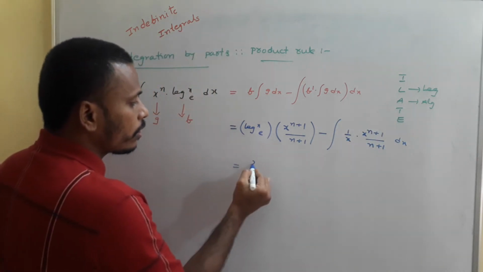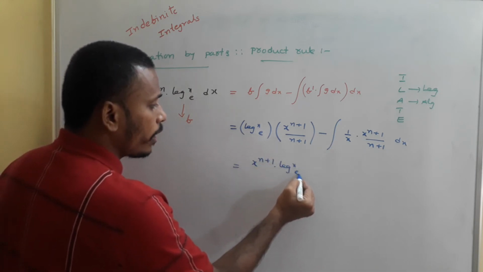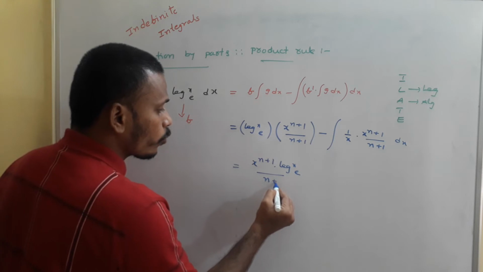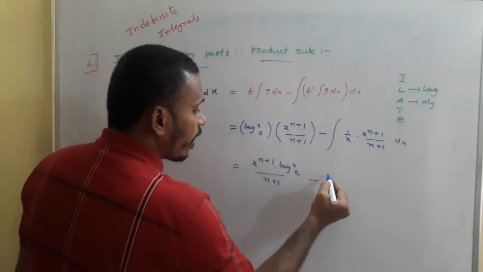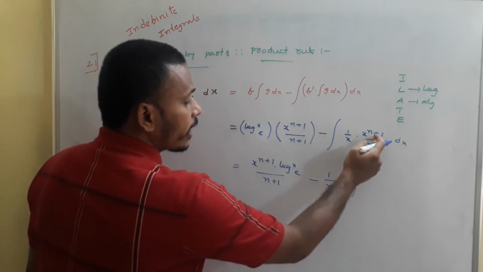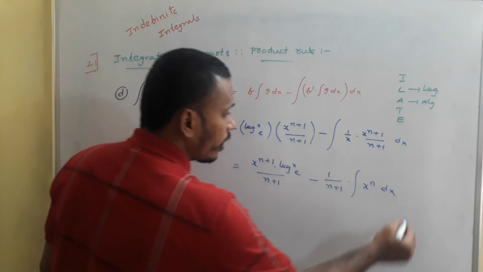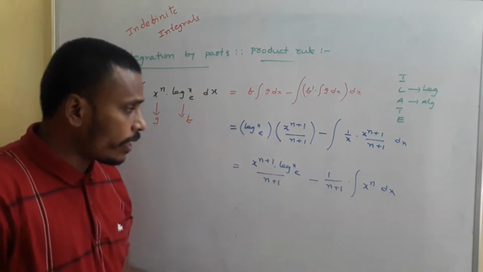What is this? This is x^(n+1) into log x to the base e by n+1, minus, again write this 1 by n+1 out, and here in the bracket x^(n+1) by x is simply x^n dx. Is it right? Very simple, okay?